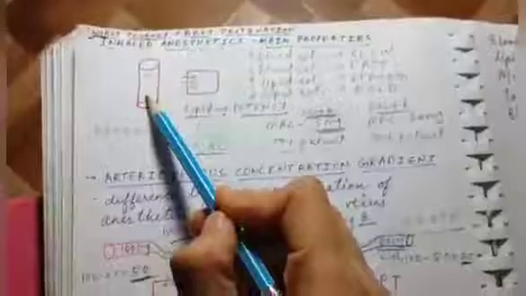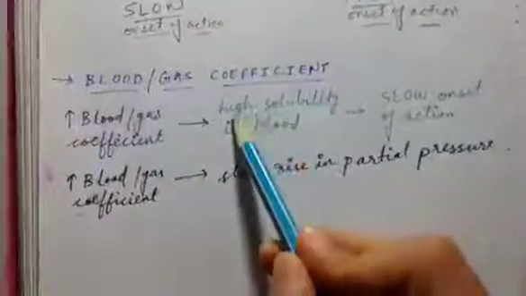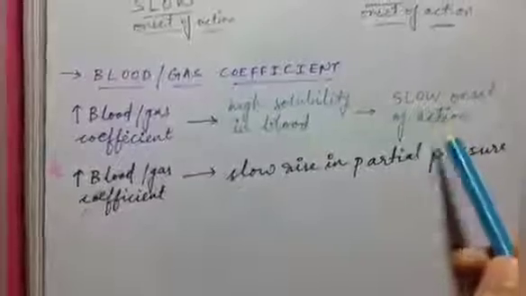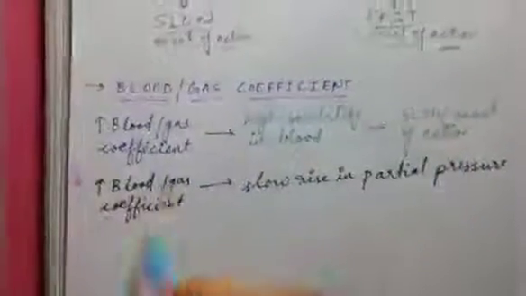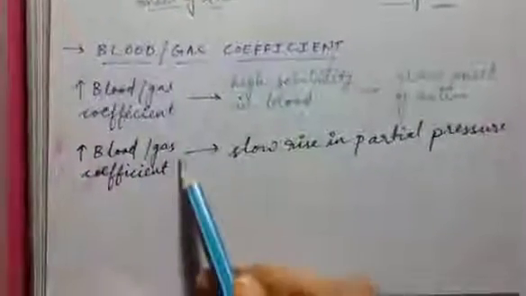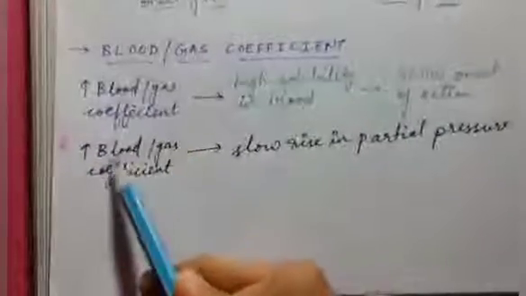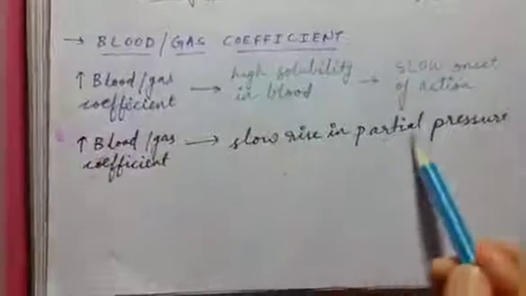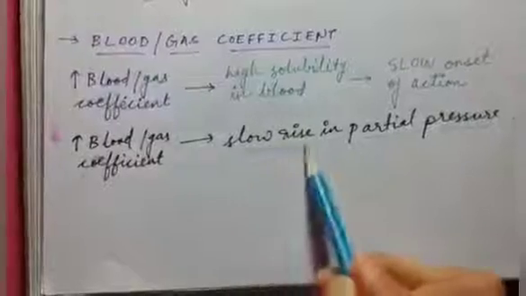And as we discussed, if the drug is very highly soluble in the blood, then the onset of action will be slow. So if there is increased blood gas coefficient, there will be high solubility in the blood and the onset of action will be slow. That's the main thing. Now another point to remember is that if the blood gas coefficient is higher, that is, if the drug is more soluble in the blood, the partial pressure will rise slowly.